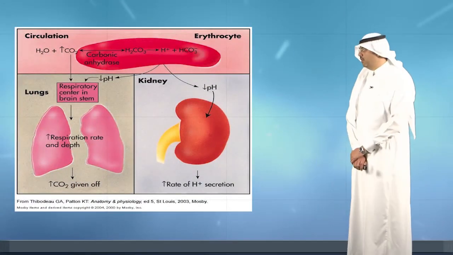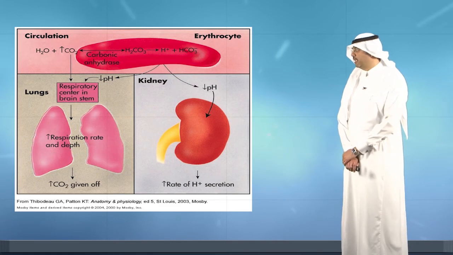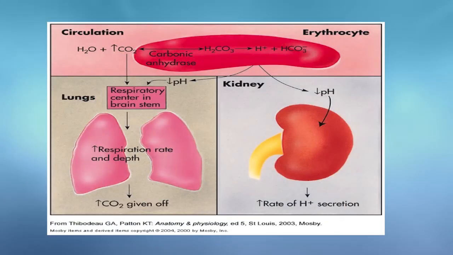In this illustration, we can see within the red blood cells, the carbonic acid can dissociate into hydrogen ions and bicarbonate. And if the hydrogen ion dissociates and passes through the bloodstream, usually it goes to the kidneys and will stimulate the kidney to increase the rate of hydrogen secretion in order to correct the pH. On the other hand, this also can stimulate the respiratory system in order to adjust the rate of breathing.